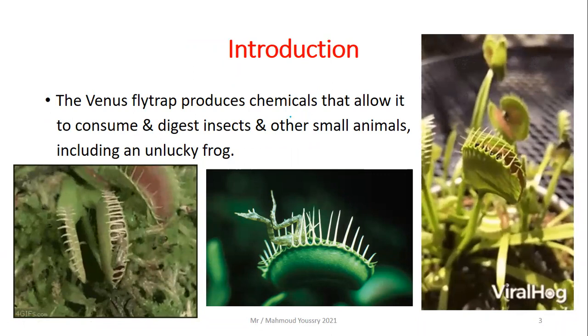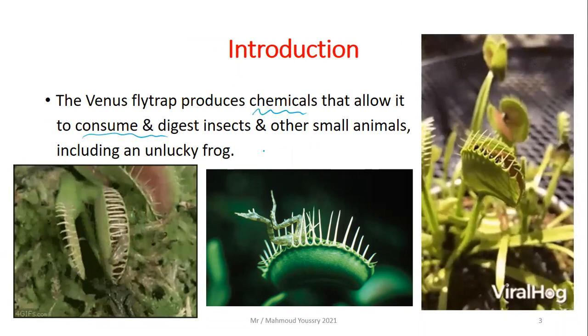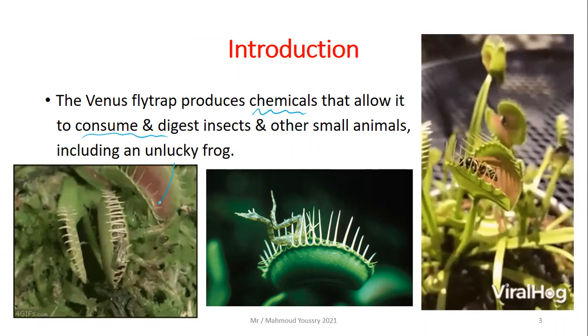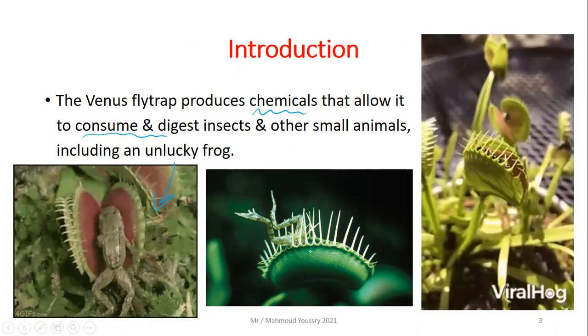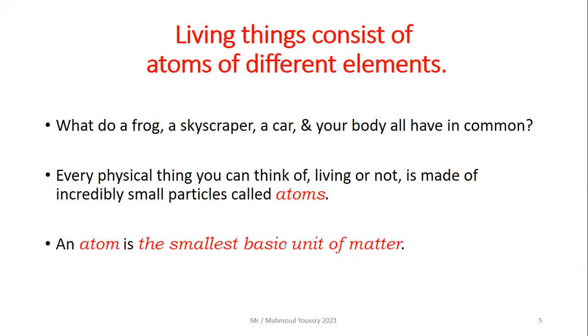The Venus flytrap produces chemicals that allow it to consume and digest insects and other small animals, like this unlucky frog right here. Frogs also produce specialized chemicals that allow them to consume and digest their prey. In fact, all organisms depend on many chemicals and chemical reactions. This is why the study of living things also involves the study of chemistry. So here we will combine chemistry and biology.